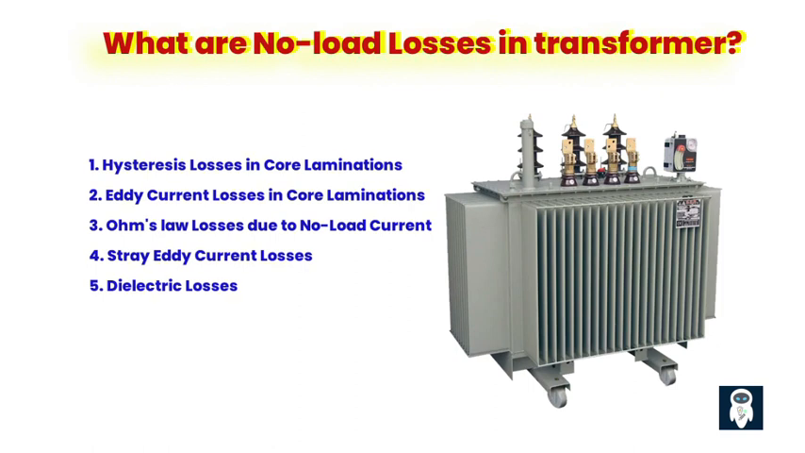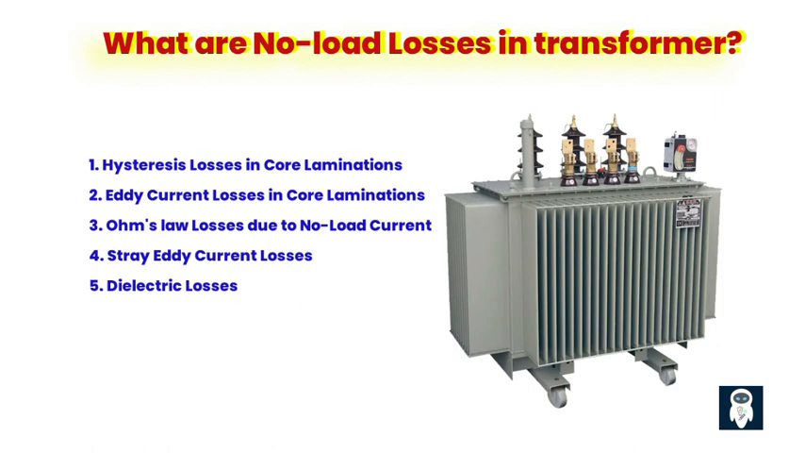They are constant and occur 24 hours a day, 365 days a year, regardless of the load, hence the term no-load losses. They can be categorized into 5 components. 1. Hysteresis losses in core laminations. Hysteresis losses occur due to the magnetic properties of the core material. When the magnetic field within the core alternates, the core material undergoes cyclic magnetization and demagnetization. This cyclic process results in energy dissipation as heat, known as hysteresis losses, as the core material resists the changes in magnetization.